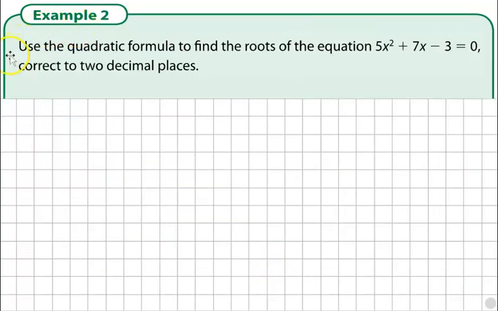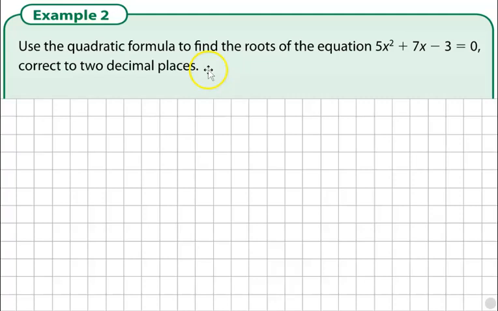Example 2. Use the quadratic formula to find the roots of the equation x squared plus 5x, 7x minus 3 is equal to 0, correct to 2 decimal places. So this question is telling us to use the quadratic formula, but most likely in the Leaving Certificate State exam, it will not say that.